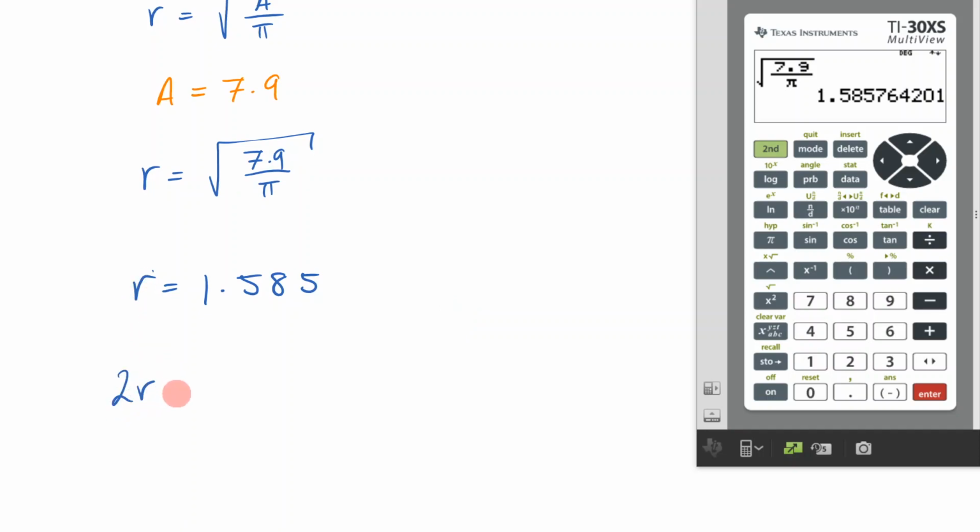We're just going to find what 2r is, because 2r is going to be my diameter. Because remember, if we think of a circle, that's a pretty ugly circle. Let's try again. If we think of a circle, that's pretty good. We have the center, and this right here, that's my radius.